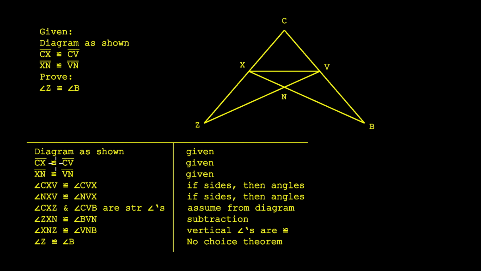Next, CX is congruent to CV, given. CX is congruent to CV. Next, XN is congruent to VN, given. XN over there is congruent to VN over here.